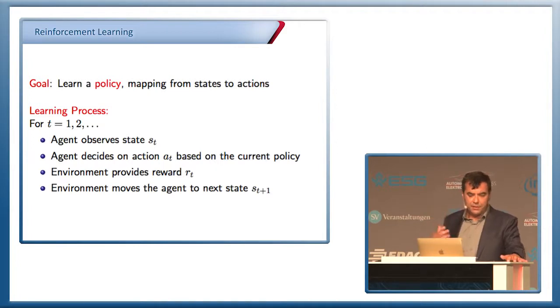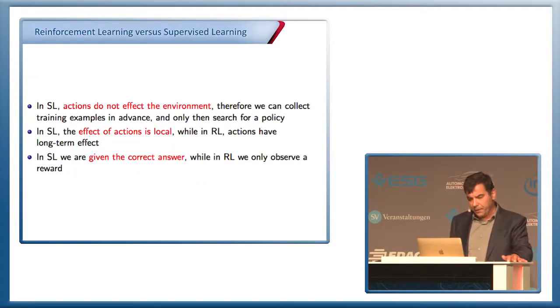And the learning process is, you observe a state at time t, you decide on an action, you get a reward, and you move to state number t plus 1. In supervised learning, actions do not affect the environment. Therefore, you can collect a lot of training examples and build an optimal policy from state to action. In supervised learning, the effects of the actions are local because we're not accumulating rewards.